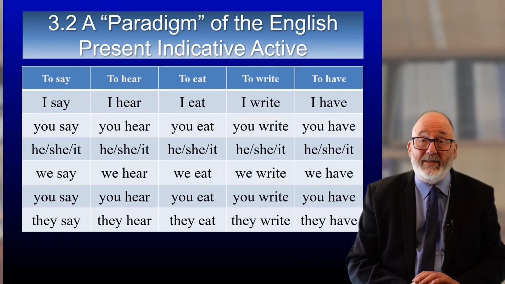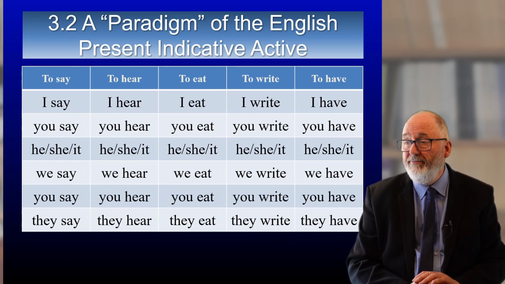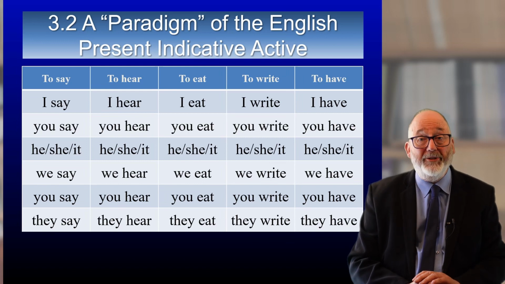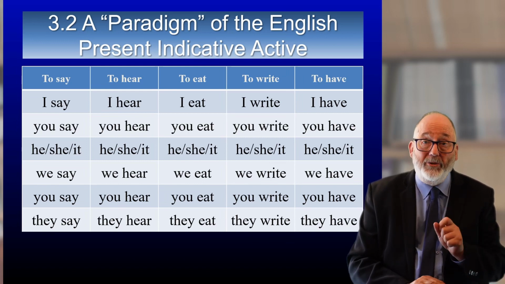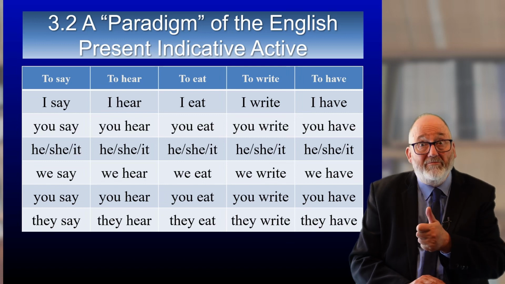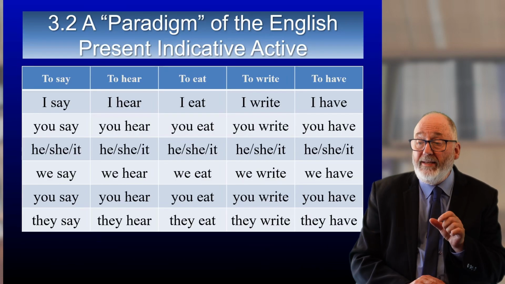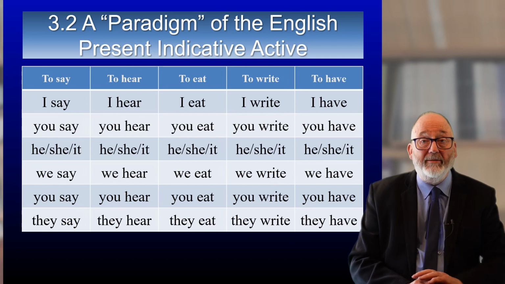Now let's look at a paradigm of a verb in English. Well, what is a paradigm? A paradigm is just the pattern a verb follows, and we will be meeting many paradigms as we study Greek. Here is a paradigm of the present indicative active of the English words say, hear, eat, write, have. Now, just begin the first column. I say, you say, he, she, or it says. We say, you say, they say.